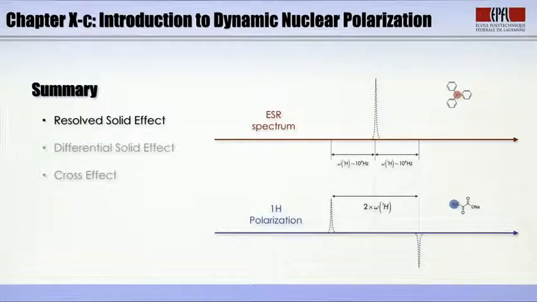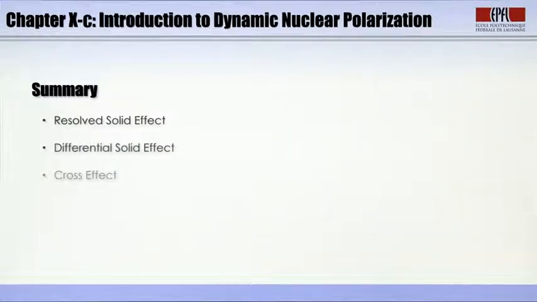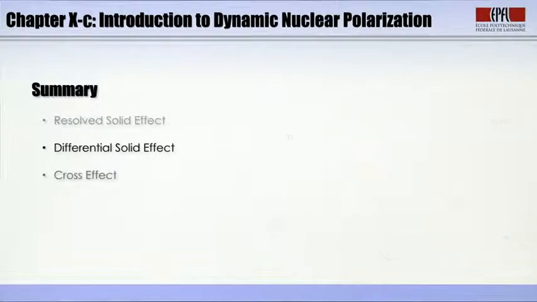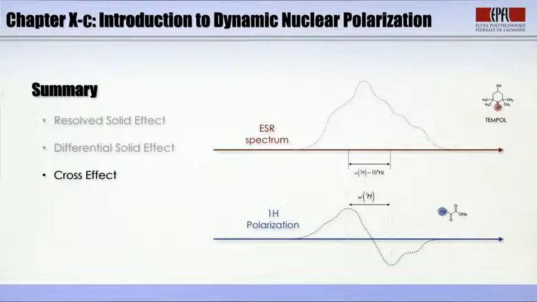So in summary, we have introduced the solid effect that gives rise to well-resolved positive and negative DNP lobes separated by 2 times the Larmor frequency. We have introduced a differential solid effect that gives rise to non-resolved positive and negative lobes, also at the nuclear Larmor frequency times 2. And we have introduced the cross effect that requires some electron-electron dipolar interactions and that gives rise to a DNP microwave spectrum with positive and negative lobes separated by simply the nuclear Larmor frequency.